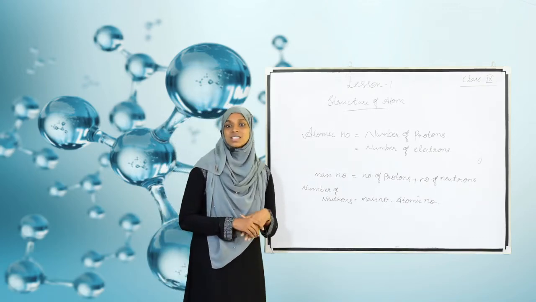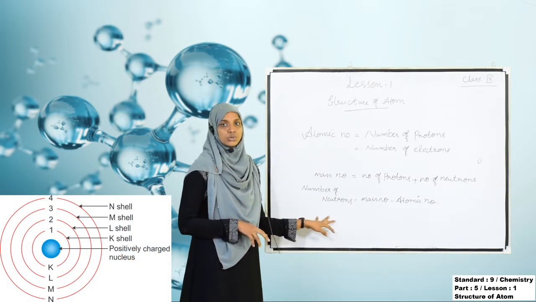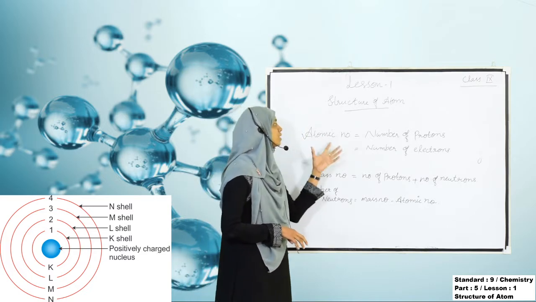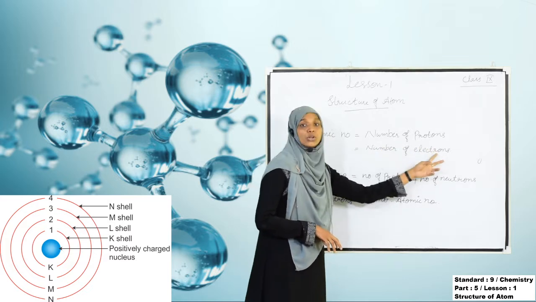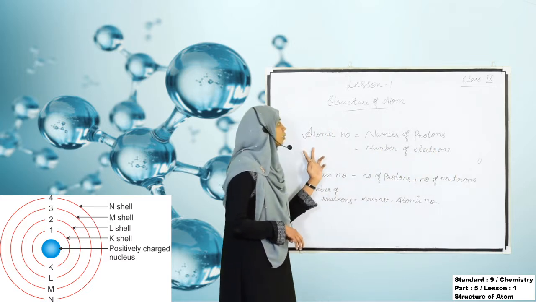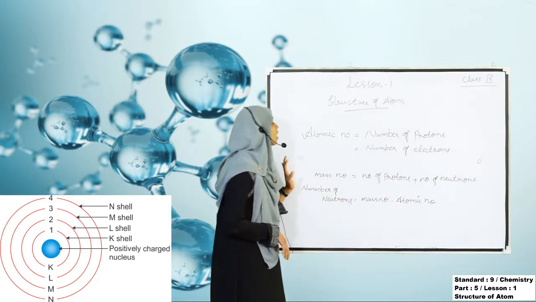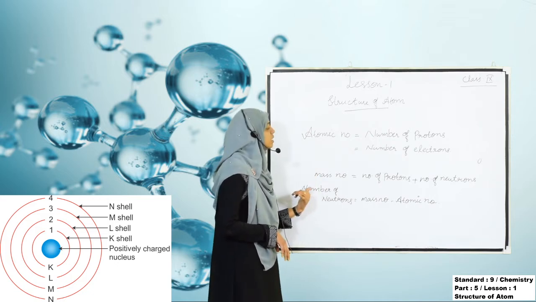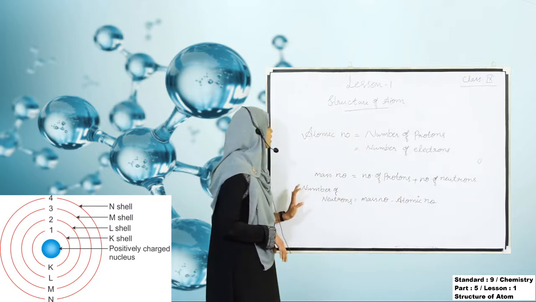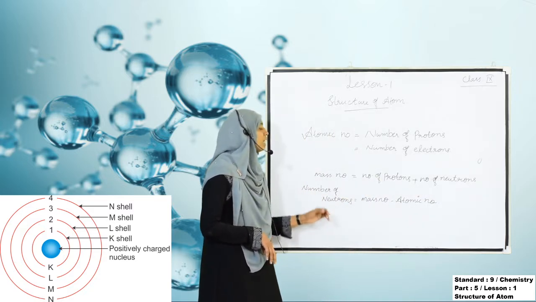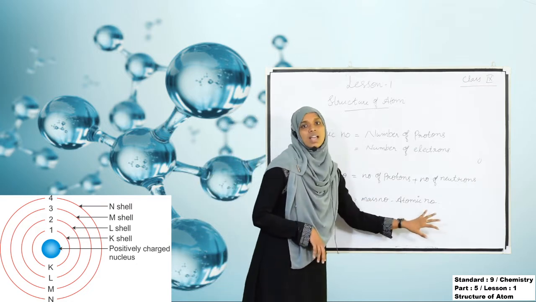So in the previous class we discussed what? Atomic number, mass number and how to find the number of neutrons. So what is atomic number? The atomic number is equal to the number of protons and the number of electrons. Then how to find the mass number? Mass number is equal to the number of protons plus the number of neutrons. Then we discussed how to find the number of neutrons: number of neutrons is equal to mass number minus atomic number.